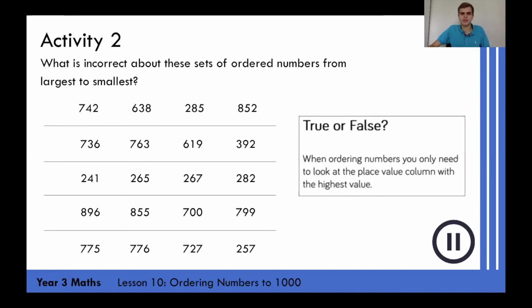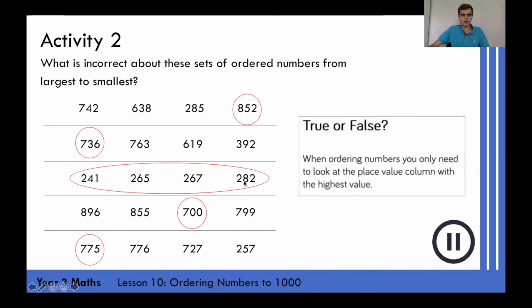So I wonder what mistakes you found. I found these mistakes in mine. I found that 852 is in the wrong place. This should be on this end. Okay, my next set, I've got 736 is in the wrong place. I think that one needs to go second because 763 is larger, isn't it?